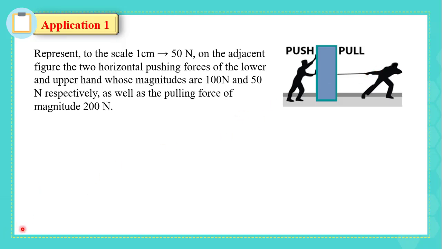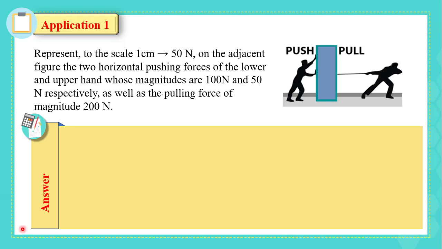magnitude 200 Newton. It's clear from the figure that the three forces are applied along a horizontal line and directed to the right. We still need to know the length of each vector, then we draw it using a ruler. To indicate the length of each vector, we use the scale. Each 1 cm corresponds to 50 Newton.